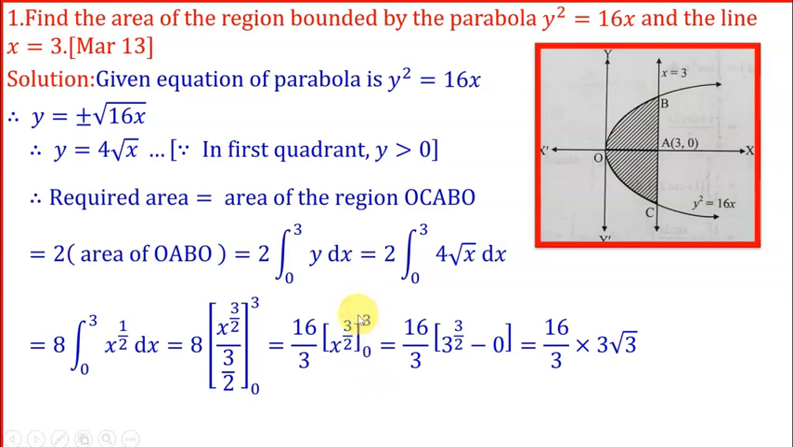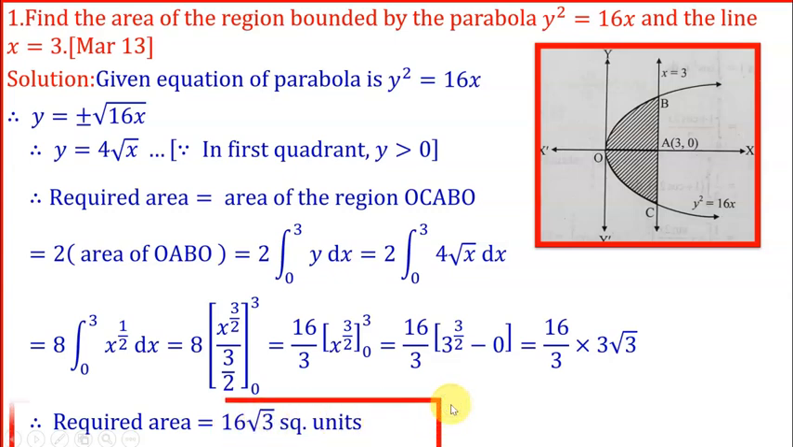Now substitute here, x is replaced by 3 and 0. Therefore, 16 upon 3 in bracket 3 raised to 3 by 2 minus 0. 3 raised to 3 by 2 means what? 3 into root 3. 3 gets cancelled, and hence the required area is 16 root 3 square unit.